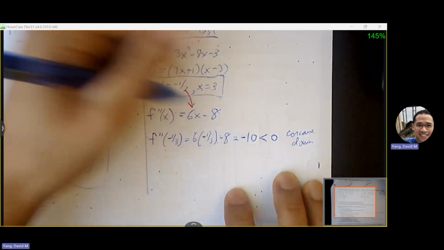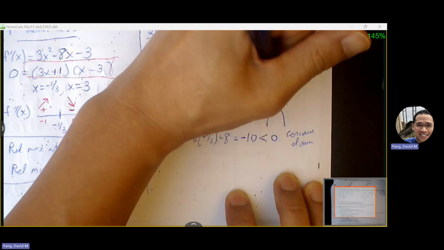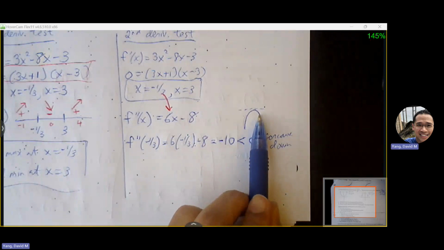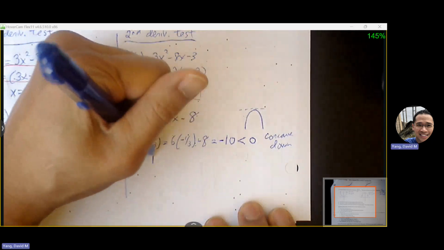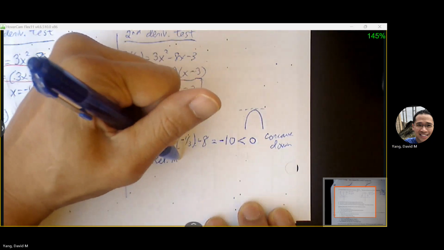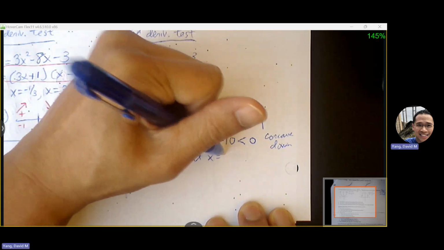And if we visualize that graph, concave down looks like this, and you're pairing slope 0. So if it's concave down and slope 0, this point must be a relative max. Yeah, so we can say relative max at x equals negative 1/3.